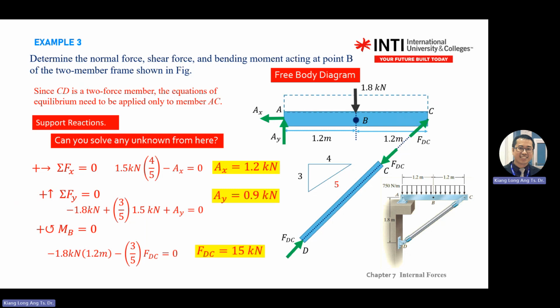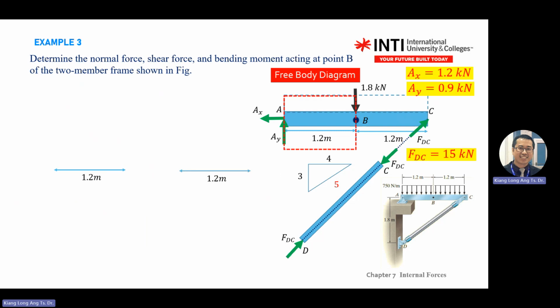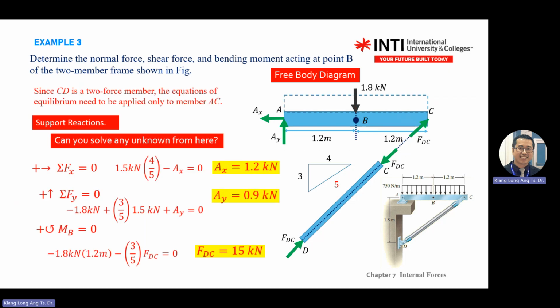Again, the moment point is free to choose. You can choose B, you can choose A, you can choose C. Okay. Once you do that, you have solved all the external forces already. You solve all the external force first, then only you go and do internal force.